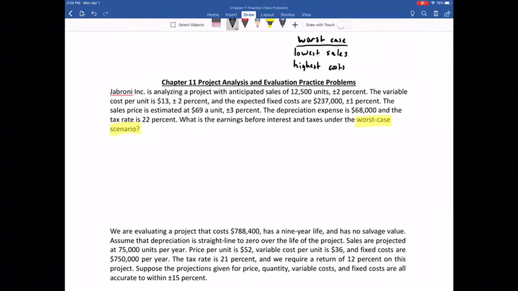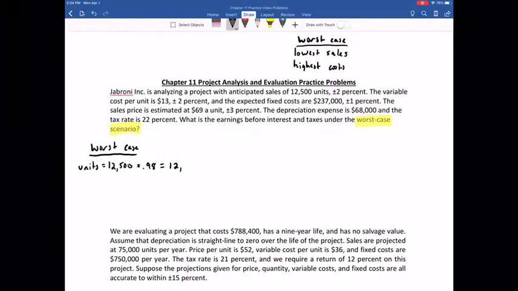So here in our worst case scenario, for the number of units being sold, our base case was 12,500 units, but we have a range of plus or minus 2%. Under a worst case scenario, we would go down 2%. So if I want to figure out what my new units sold would be, I'm going to multiply the base number of 12,500 by 0.98, a 2% reduction, so 98% of the initial 12,500 unit projection, and I would find out that my units sold in a worst case scenario is 12,250 units.